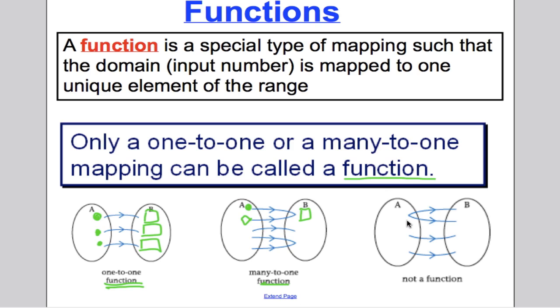However, something like a one-to-many is not. You put an x in and there are two different answers you get out. So that can't be a function. A function must have, when you put an x in or a number in, you get one number out, and that is what we call a function.